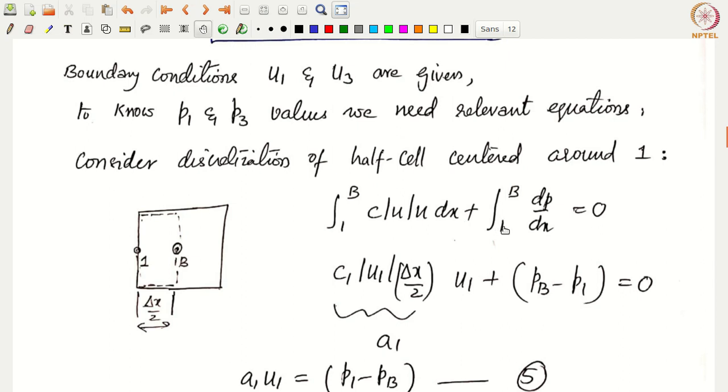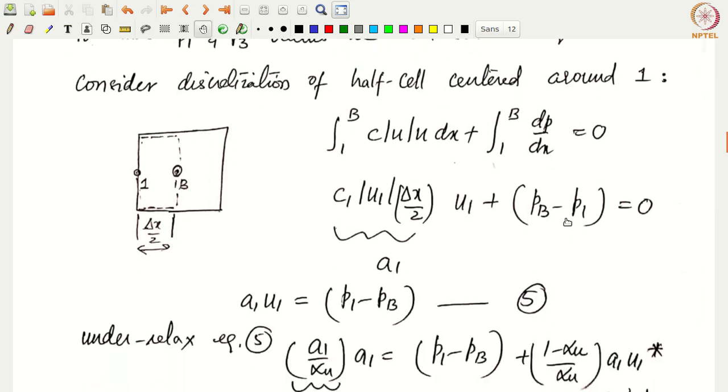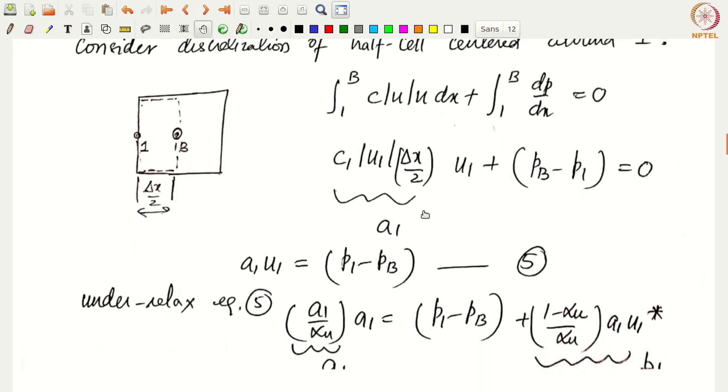So then I can go from 1 to B, integral C mod u dx plus integral 1 to B dp dx equals 0. This is basically your integration of the momentum equation for some kind of a half cell with 1 as its representative value. That means we can write this as C1 mod U1 times integral dx, which would give you delta x by 2, because this is only over a range of delta x by 2, times U1 plus we have PB minus P1 equals 0. So if you call this coefficient some A1, what you get is A1 U1 equals P1 minus PB, right?